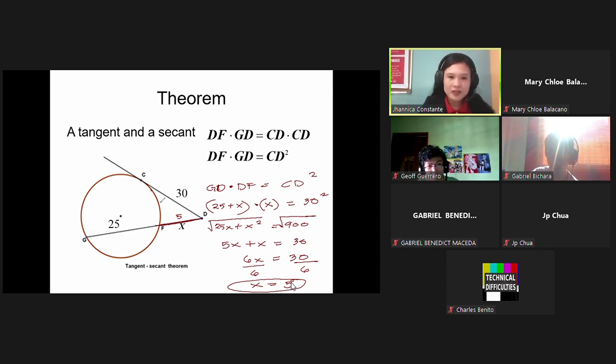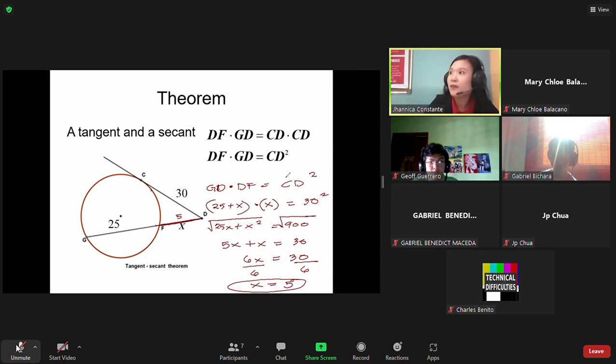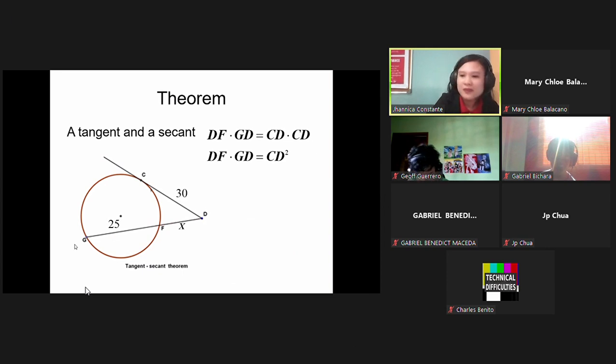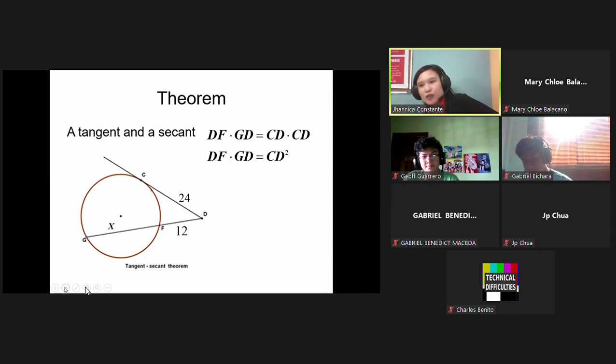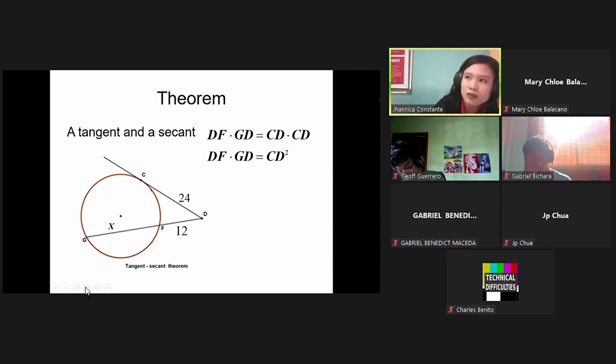So let's have another example using a tangent and a secant theorem. For example, we have this circle that has a measurement of a line tangent, which is 24, and a secant, and a chord, it measures x and 12. And we need to find the length of the segment GF.